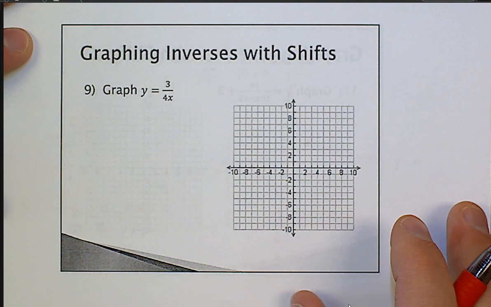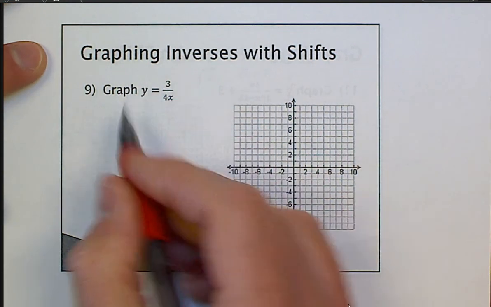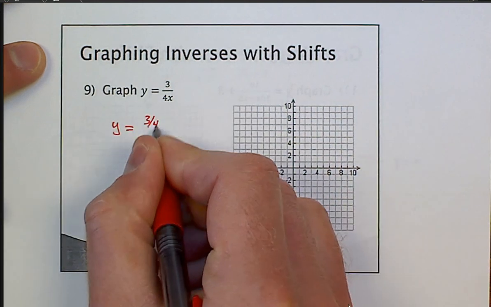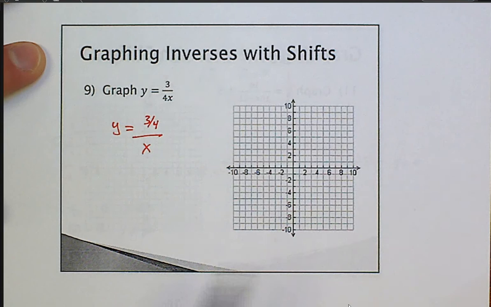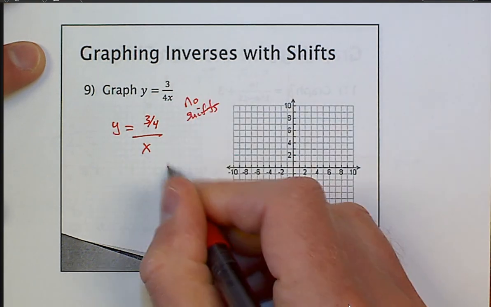I think I'm going to skip this one because we've done ones like this before, for the sake of time and to keep things rolling. The reason I wanted you to see this is so that you would remember that this is 3/4 over x. There are no shifts on this one, and so all you're doing is really taking the square root of 3/4.